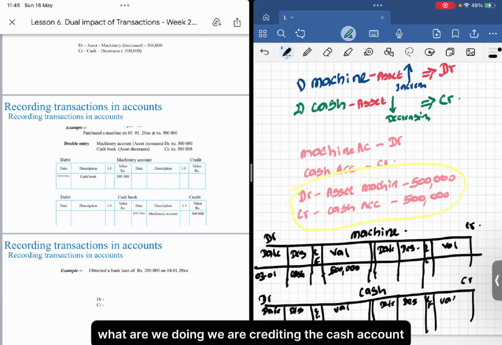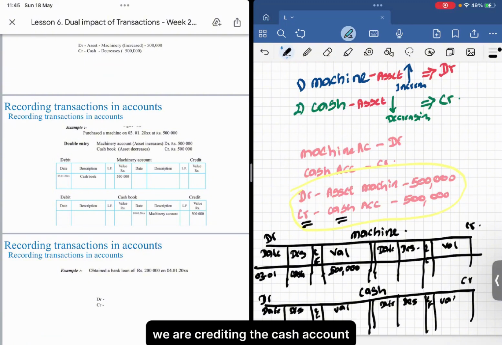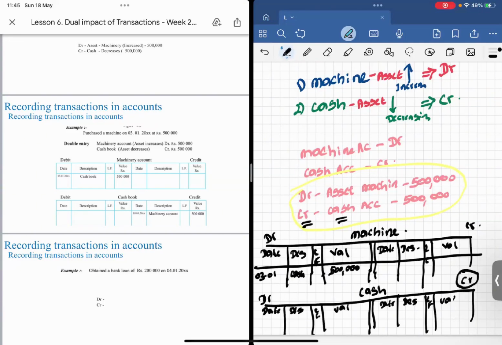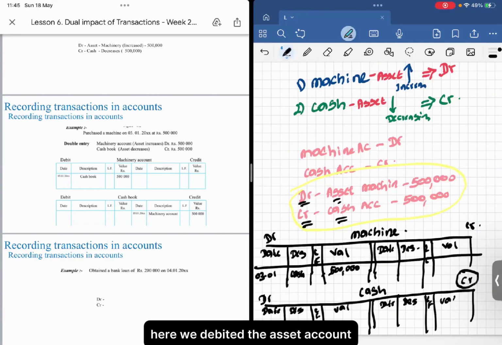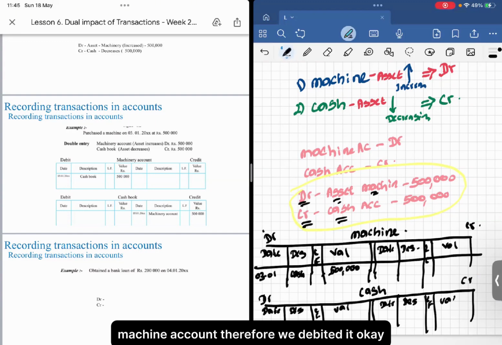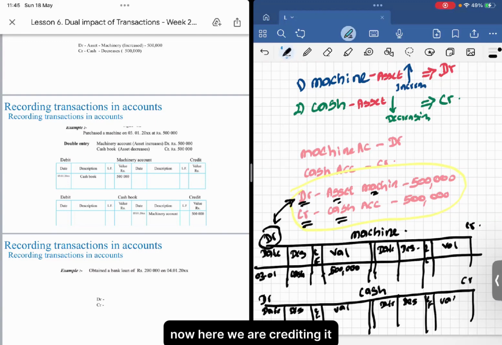So cash account, what are we doing? We are crediting the cash account. So since we are crediting the cash account, we have to record it in the credit side. Okay, here we debited the asset account, machine account. Therefore, we debited it. Now here we are crediting it, so we have to record it in the credit side.